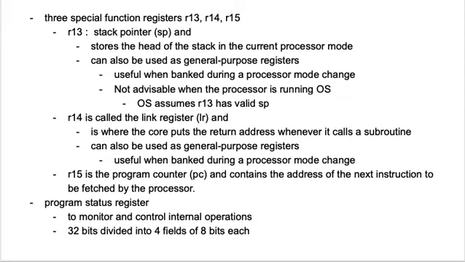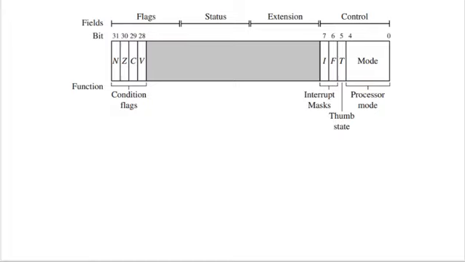The program status register is used to monitor and control all internal operations. It is 32 bits in length and it is divided into four fields of 8 bits each. These four fields are flag, status, extension, and control, as shown in this figure. The flags are at the topmost 4 bits, from bit number 27 onwards.